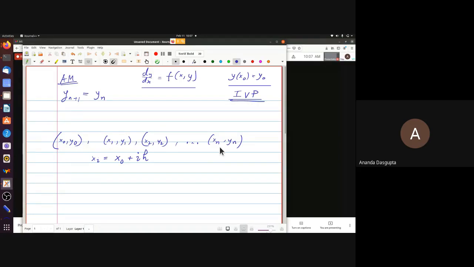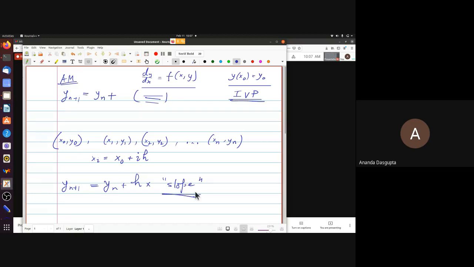Of course, by the time you have gotten to yn, you have started with x0, y0, then found x1, y1, x2, y2, and so on, right up to xn, yn. And you want to find yn plus 1 equal to yn plus some additional term. Now, this additional term, in all algorithms, is basically the step size h times some kind of slope.